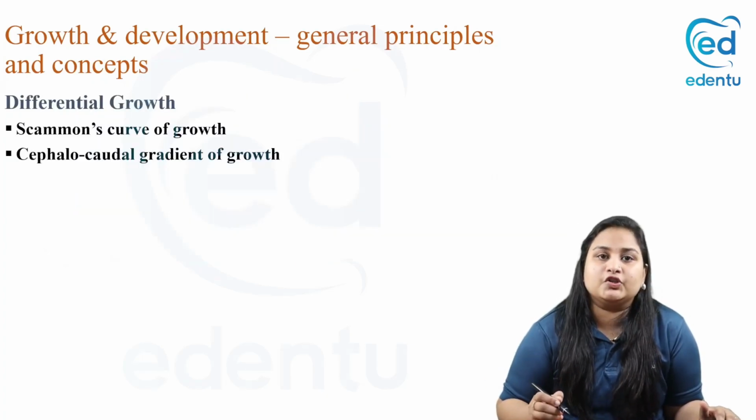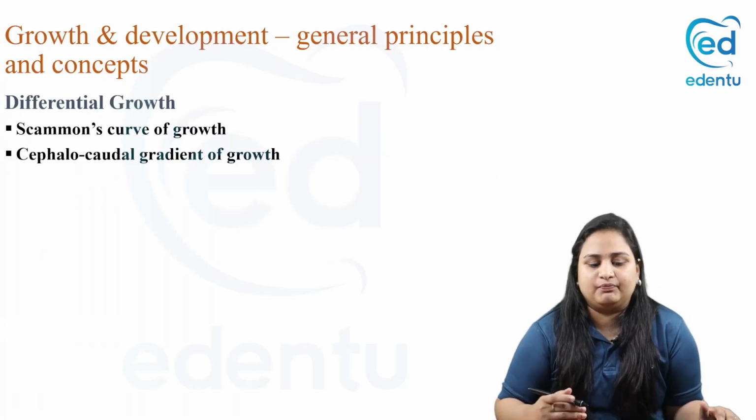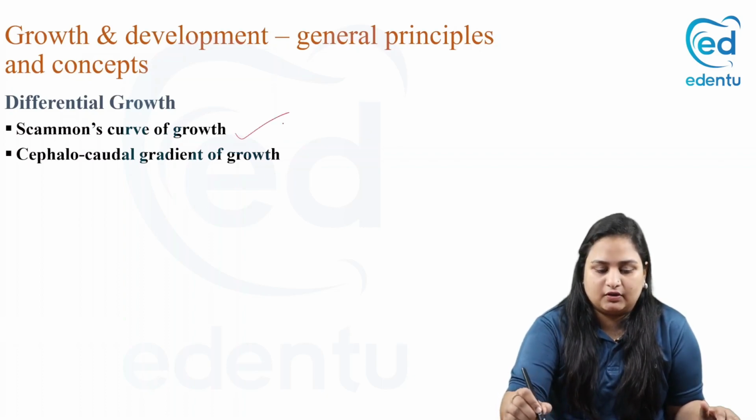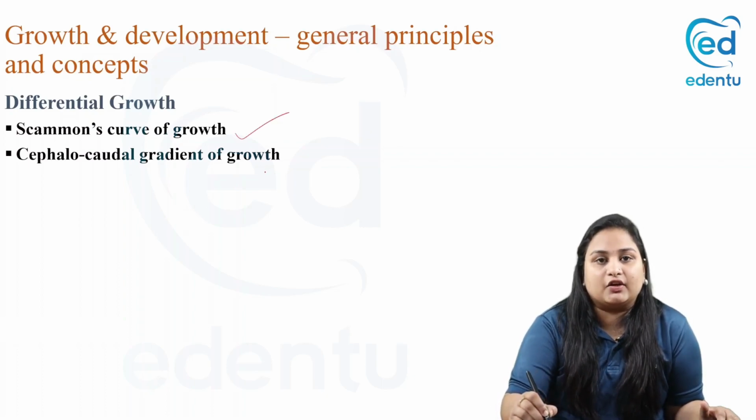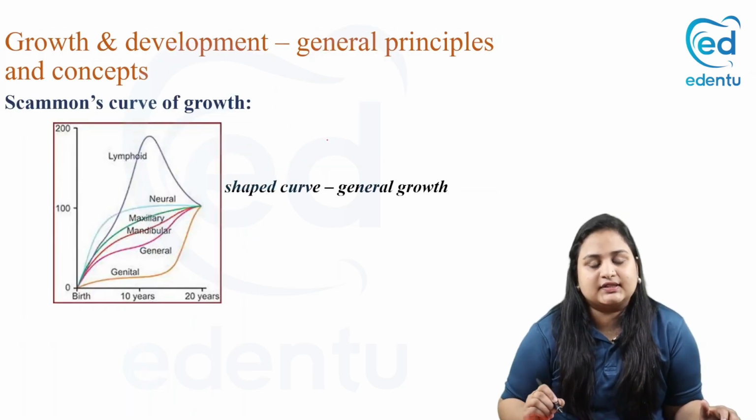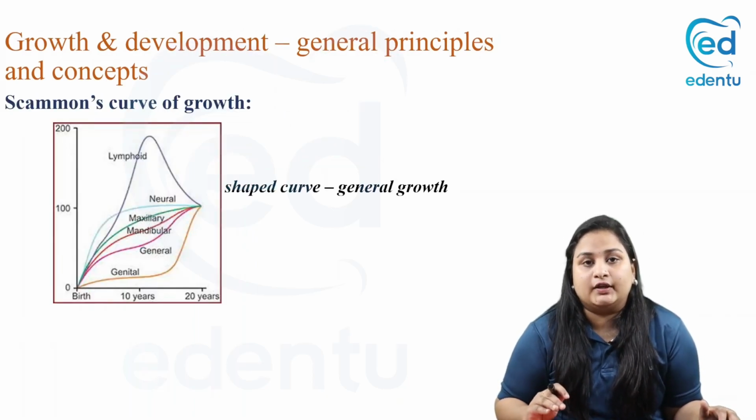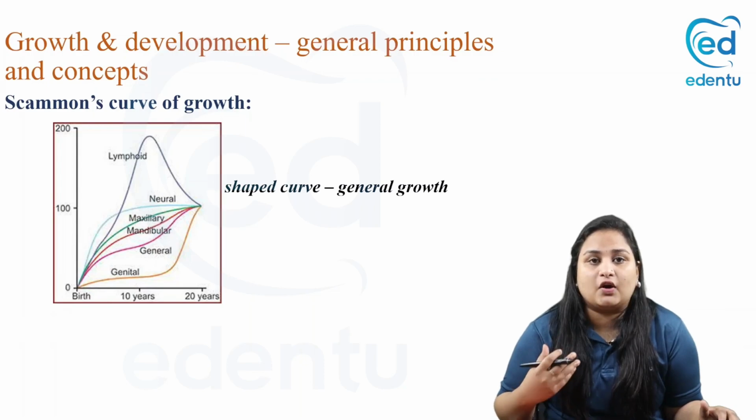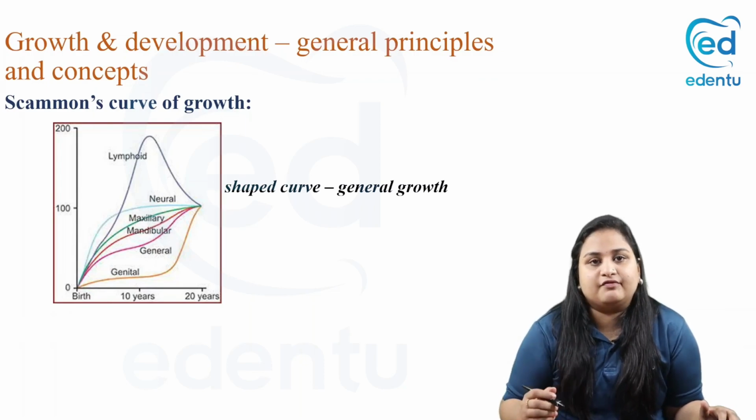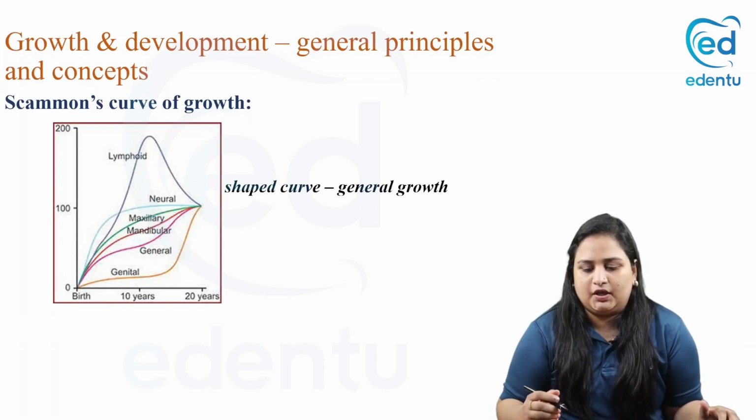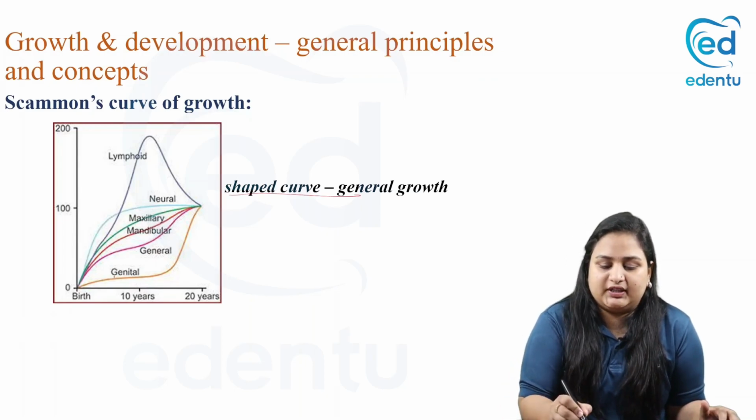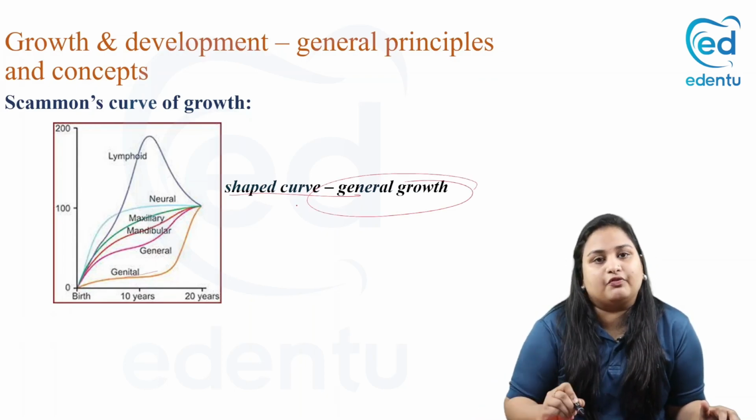Moving on to the differential growth curves, scientifically we have Scammon's growth curve and the cephalocaudal gradient of growth. These curves are very important in knowing the normal development of various organs of our body. Here we have discussed a few in quite some detail. The S-shaped curve generally depicts the normal general growth of an individual.